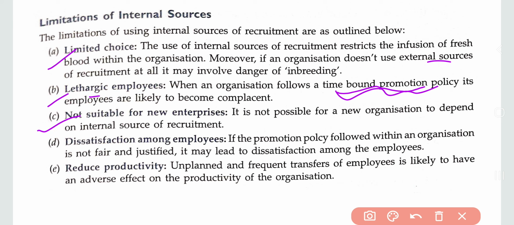Okay, then not suitable for new enterprises. So if the organization is very new, there will be very few employees, so they can't go for internal sources, they have to obviously hire from external sources.